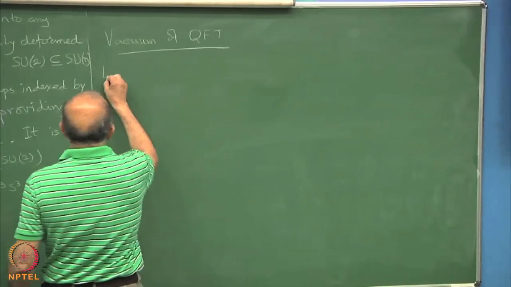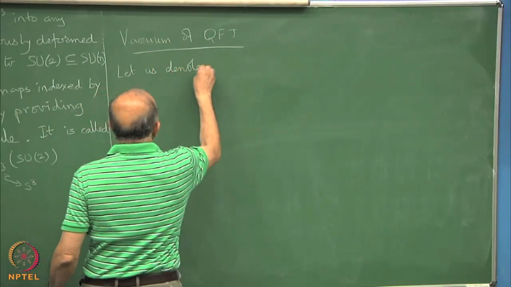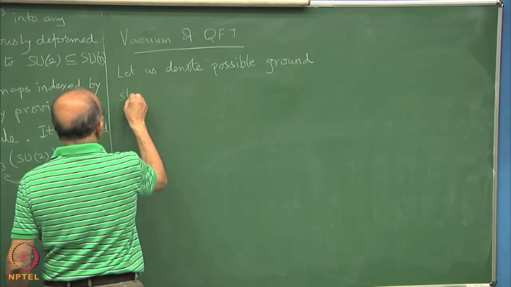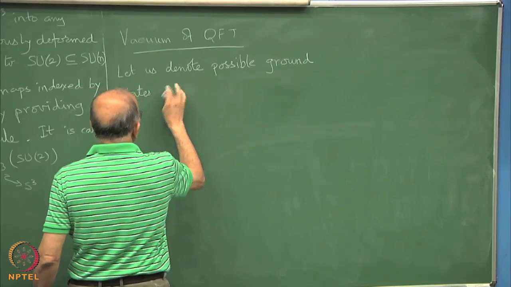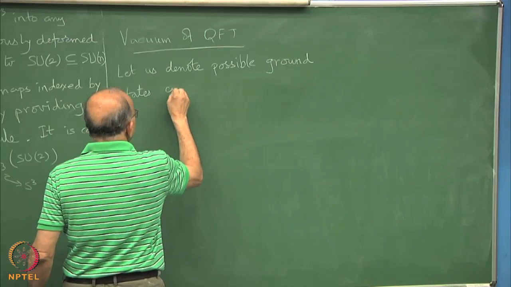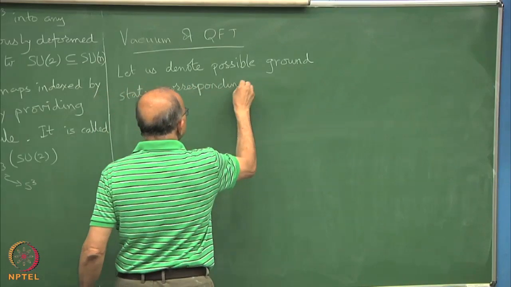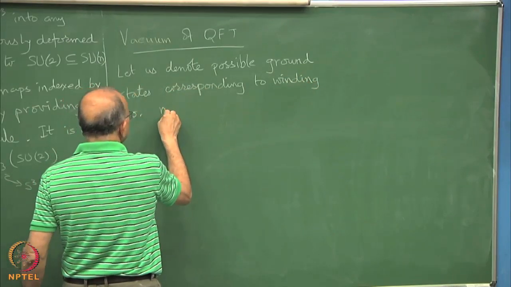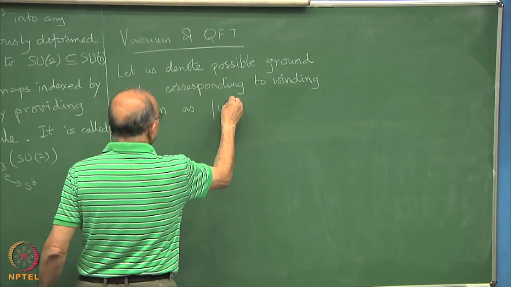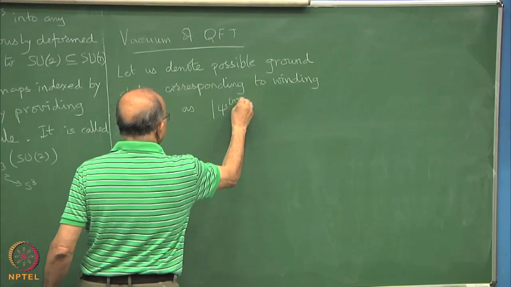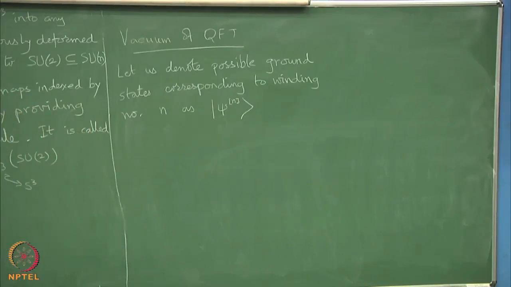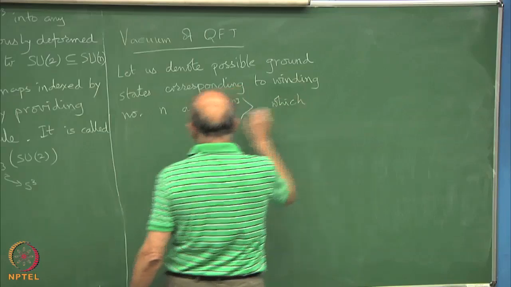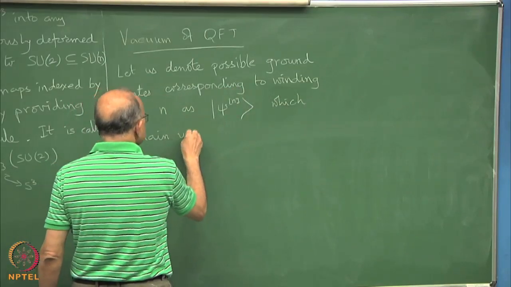But let us denote possible ground states. Well, there's certainly ground states corresponding to winding number N as psi n, within which all are treated equivalent, unchanged under small gauge transformations.